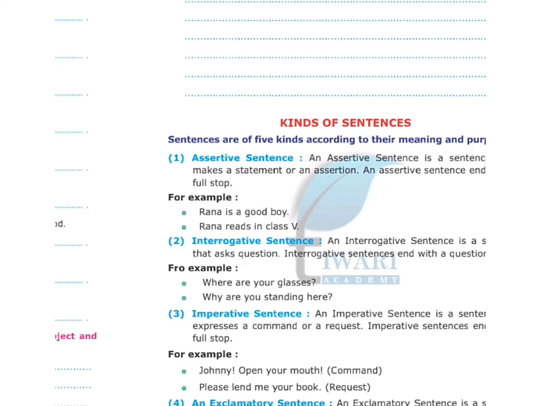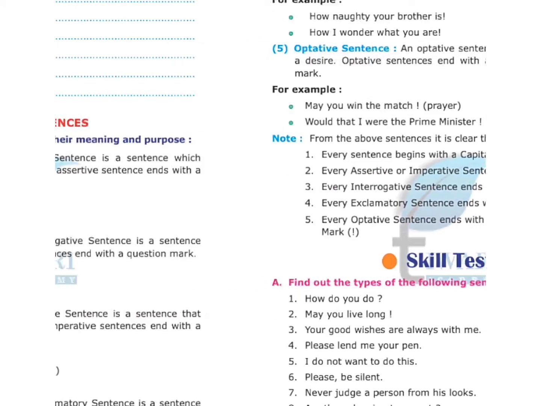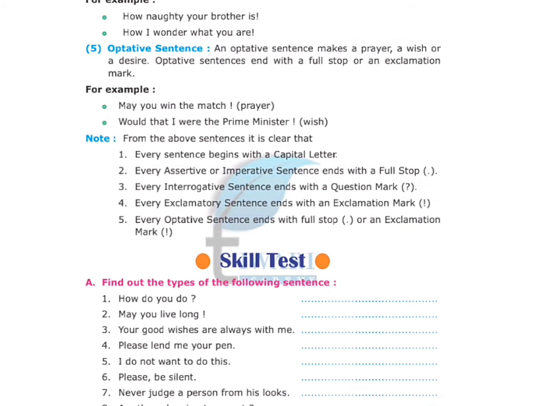So that is what we call an exclamatory sentence. Okay, what is the operative sentence? An operative sentence makes a prayer or wish or desire, like "May you win the match."